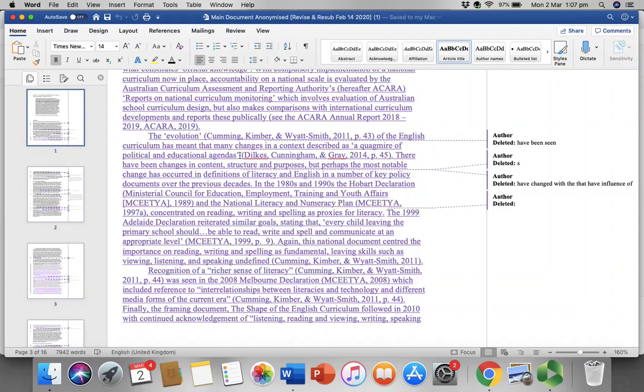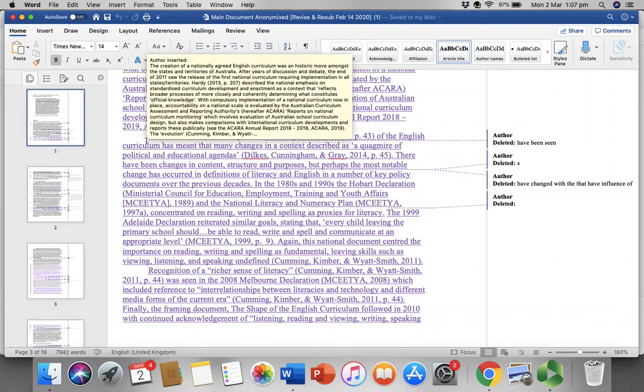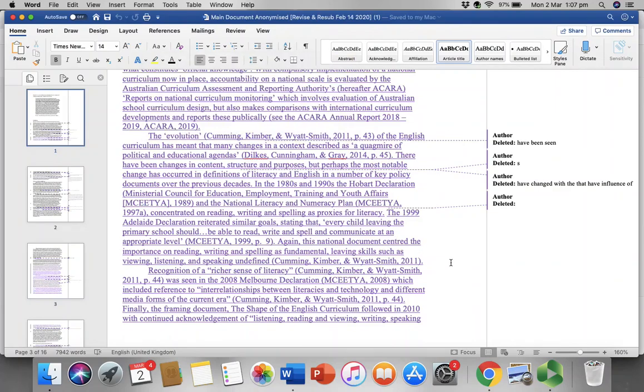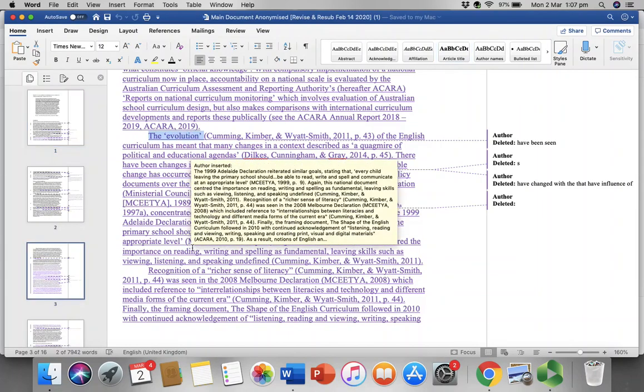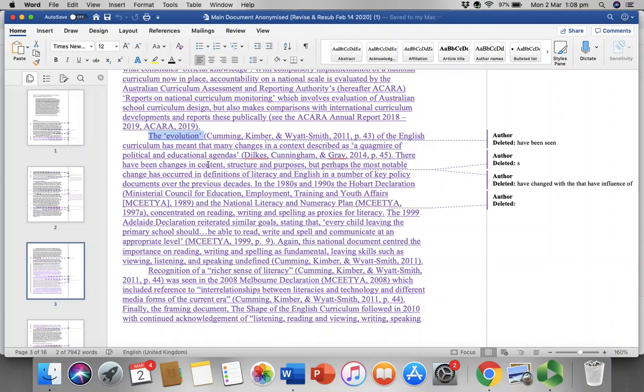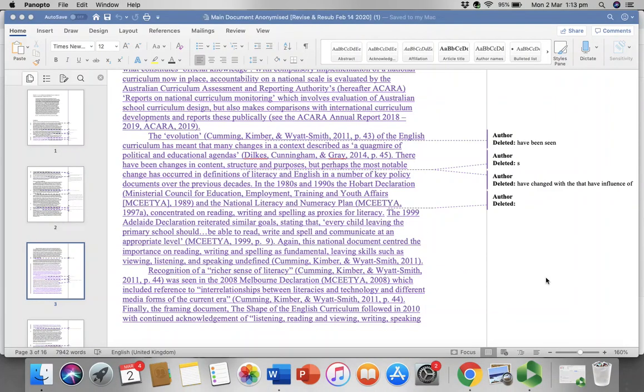Now I'm showing you here, this is a paper I'm working on at the moment, so you can see there's lots of changes have been made. But in this section I've been trying to talk about this evolution of curriculum. So what you're going to see as I scan through are things like this. In the 1980s and 1990s, blah, blah, blah. Well, the 1990 declaration said this. Then you might see, was seen in this year. So these are paragraphs that follow a sequence of structure.